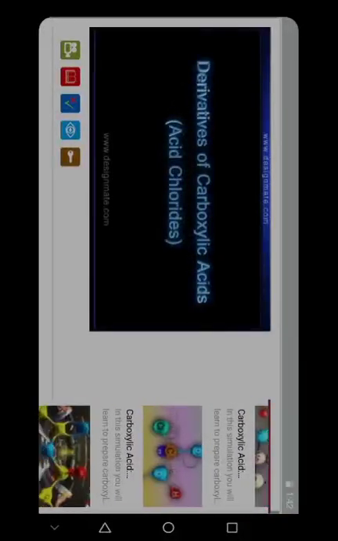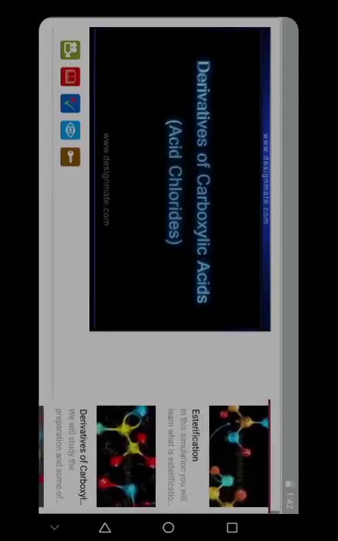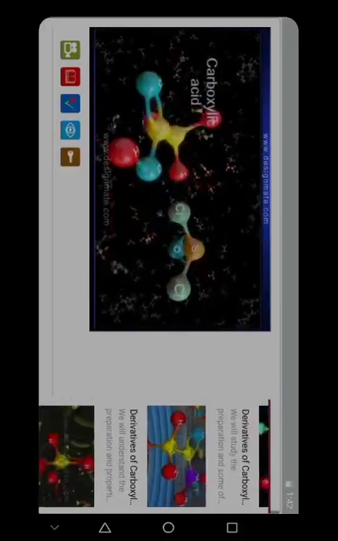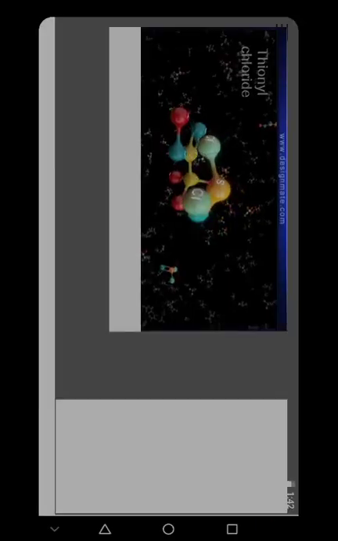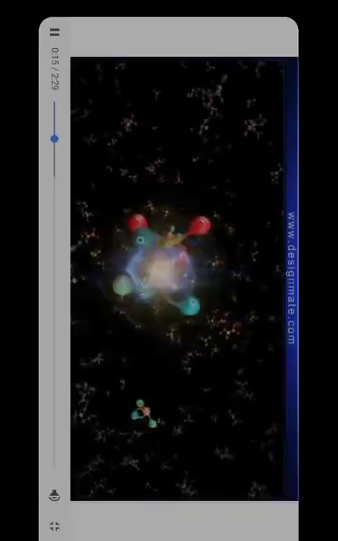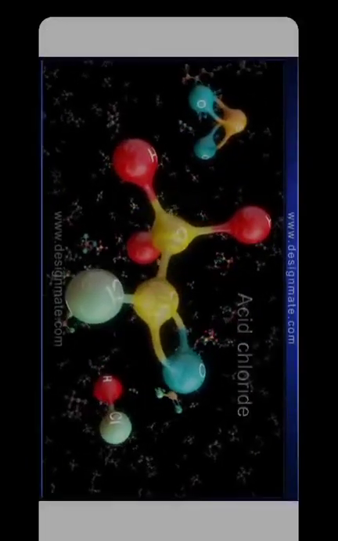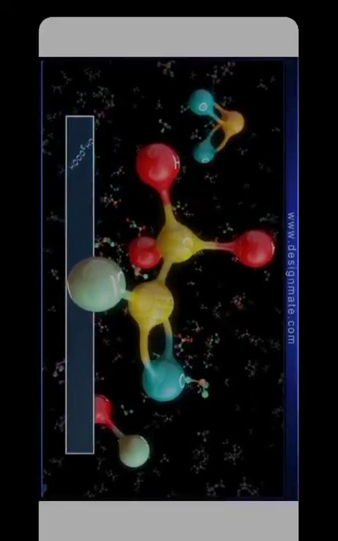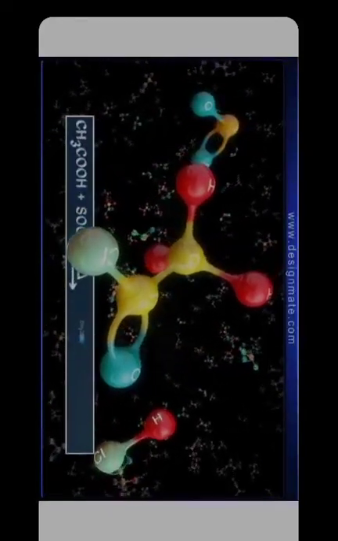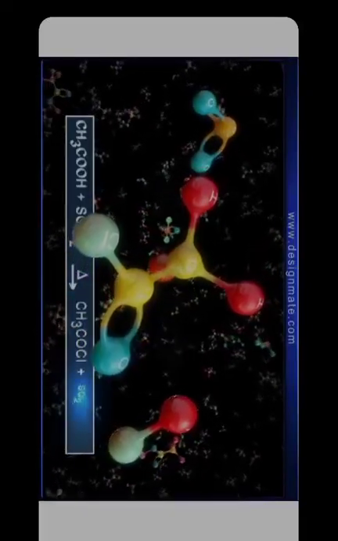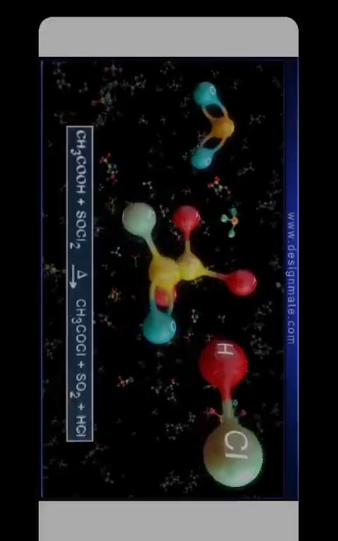Derivatives of carboxylic acids, acid chlorides. Preparation. Carboxylic acid reacts with thionyl chloride, SOCl2, to give acid chloride. CH3COOH plus SOCl2 on heating gives CH3COCl plus SO2 plus HCl.